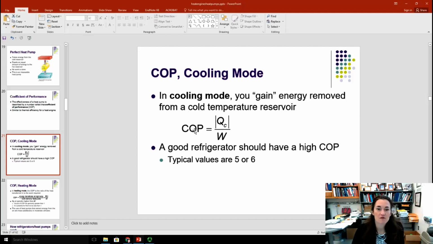So the COP in cooling mode would be what you get, which is the Q sub C, sucked from the cold reservoir, divided by what you give, which would be the work that the heat pump has to receive. Okay, so it's Q sub C over W, and that gives you your coefficient of performance for something in cooling mode, like a refrigerator or an air conditioner. Now, a good refrigerator should have a high COP. Typical values could be maybe 5 or 6.